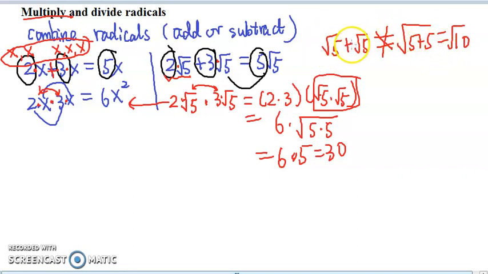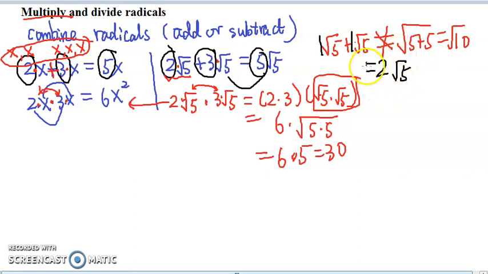Square root of 5 plus square root of 5. To do addition, you combine the like terms. So this is treated as 1 times square root of 5 plus 1 times square root of 5. We combine the numbers in front of them. The correct answer should be 1 plus 1, which is 2 square root of 5. We cannot get square root of 10.